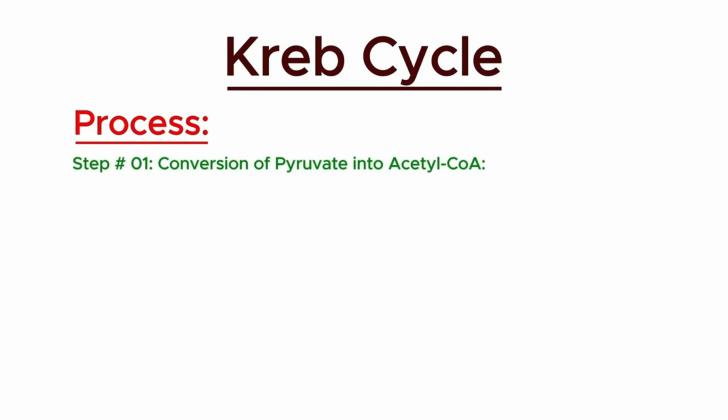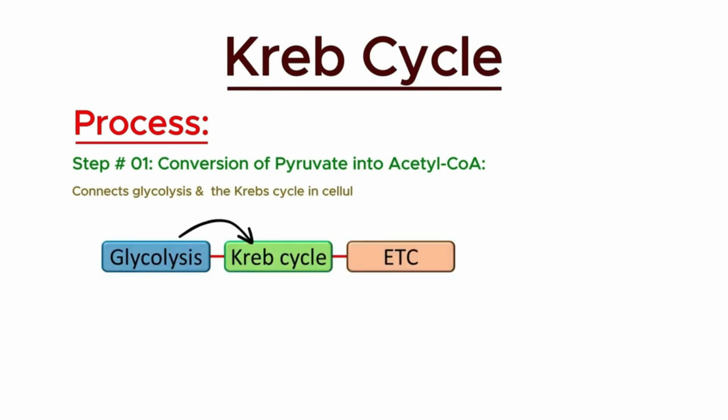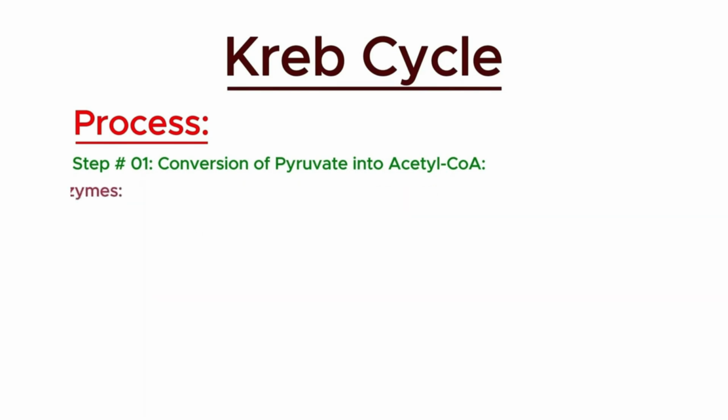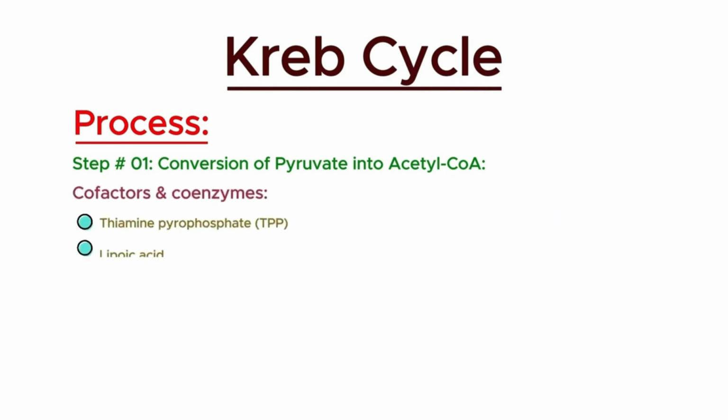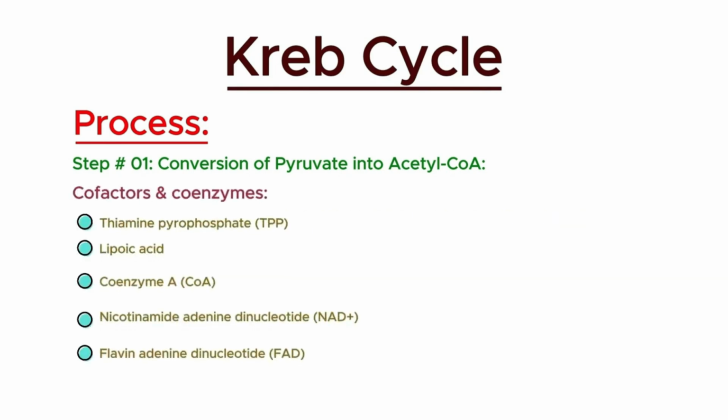Pyruvate decarboxylation is a crucial biochemical reaction that connects glycolysis and the Krebs cycle in cellular respiration. This process converts pyruvate, the end product of glycolysis, into acetyl-CoA, which then enters the Krebs cycle. This reaction is catalyzed by the pyruvate dehydrogenase complex, a large multi-enzyme complex made up of these three enzymes. Several cofactors and coenzymes are required for the pyruvate dehydrogenase complex to function properly.